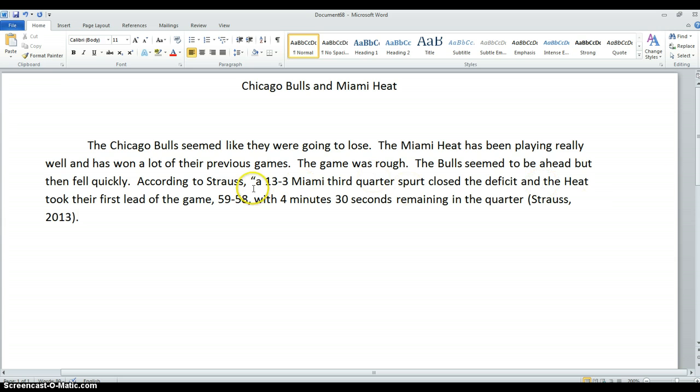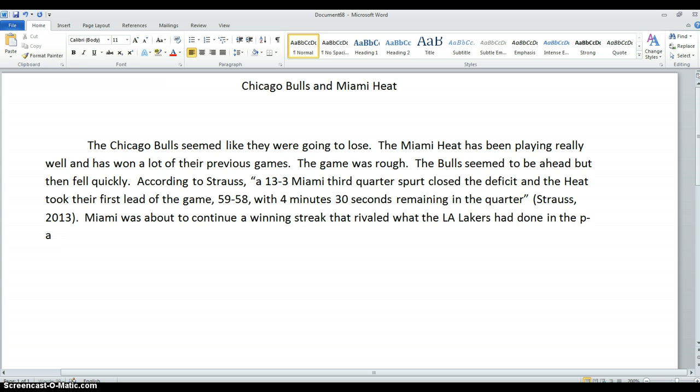One thing we're missing, quotation mark. So we've got a quotation mark in there, parentheses, author's name, year, close parentheses, period. Explain what the quote means, just like we should. Miami was about to continue a winning streak that rivaled what the LA Lakers had done in the past. Now, am I sure about that? Not really, but I know the Lakers are good, and that's the point.